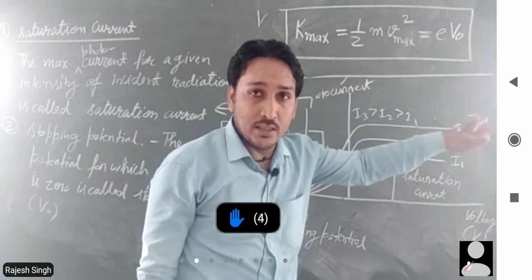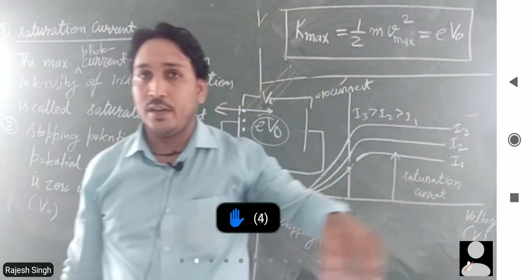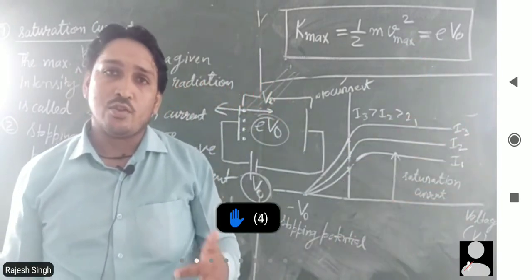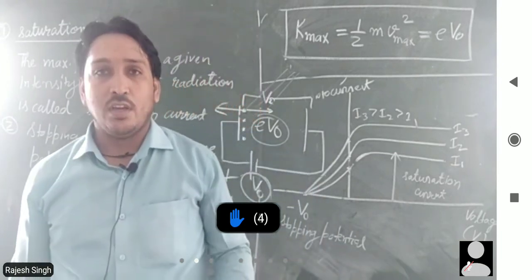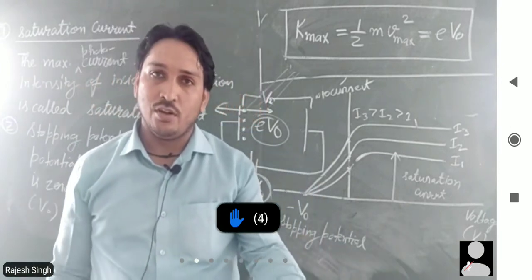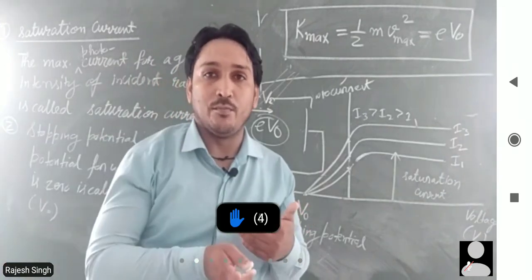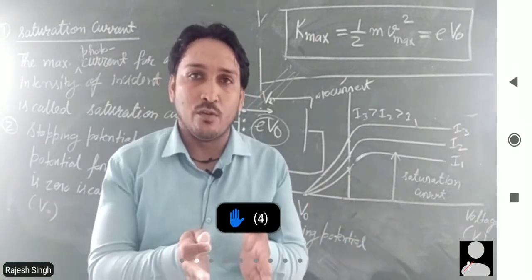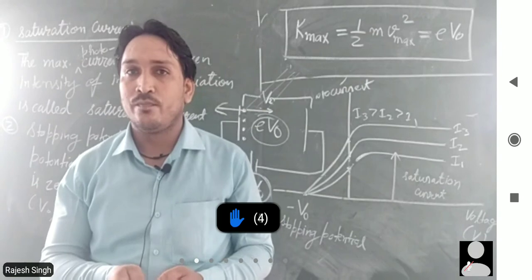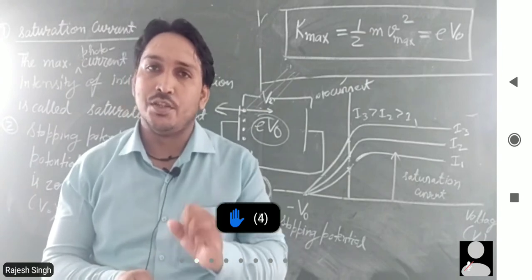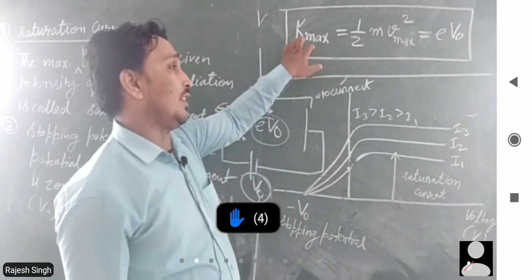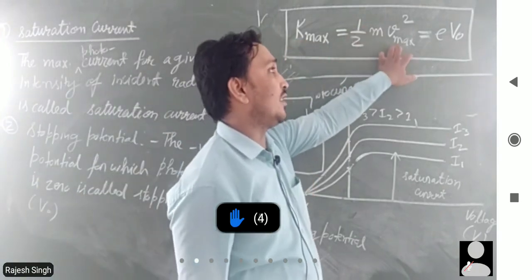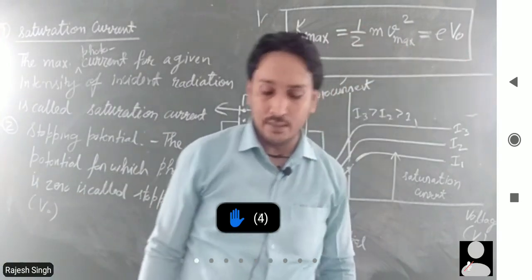But since the electron is not moving, because we have applied a stopping potential, basically we are giving negative energy to the electron, and from the radiation it has positive energy. If we add both energies, we are going to have zero, and that's why electrons are not moving. So by this logic we can say that K max is equal to half m v max square, which is equal to eV0. Is it clear?